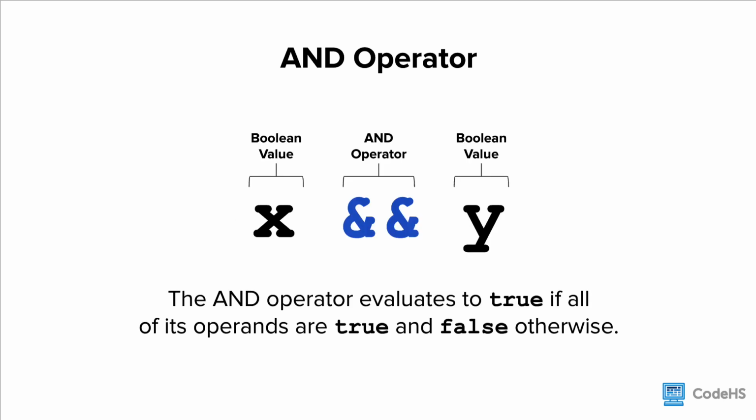The AND operator evaluates to true if both of its operands are true and false otherwise. The AND operator is denoted as two ampersands with no space between them and requires two Boolean values as operands to evaluate.